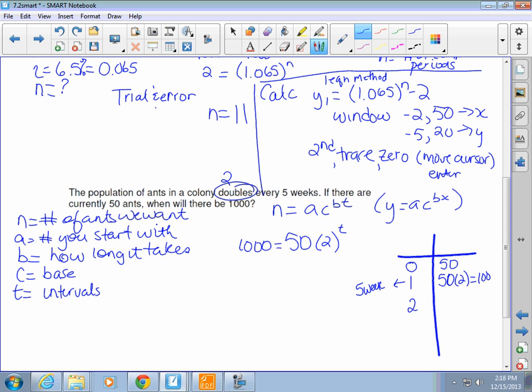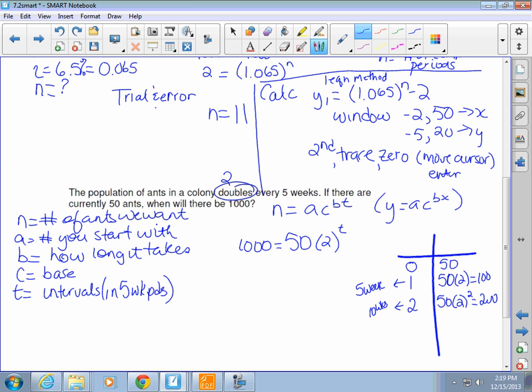If I did 2 intervals, that would be the same as 10 weeks, and that would mean I would have 50 times 2 squared, which would be 4 times 50, so that would be 200, right? And then you would keep going on and on like that. So you have to remember when you're solving this, whatever value you get for your T value is just your intervals, and your intervals are in 5-week periods.